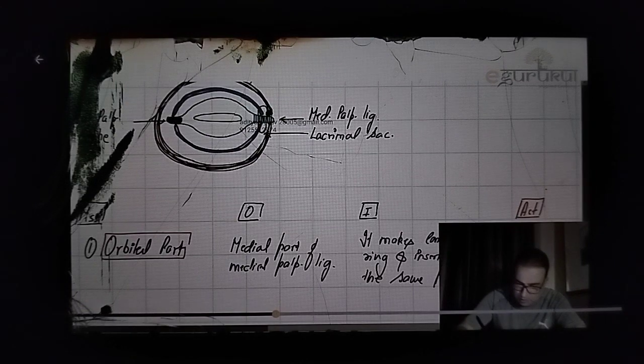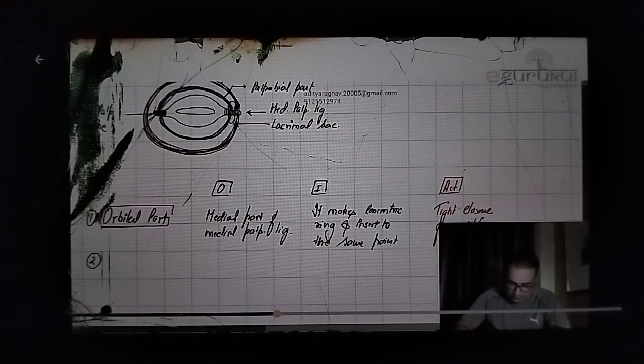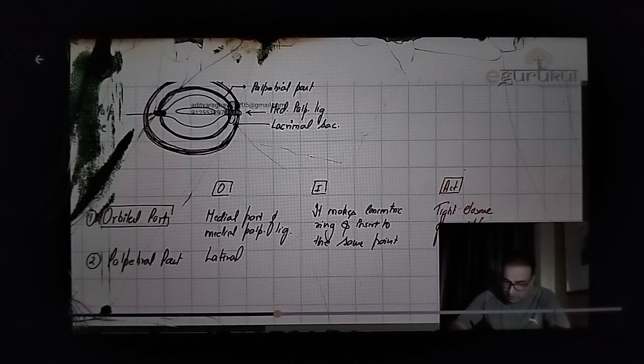So this was the orbital part, and now we are looking at the second one, that is called the palpebral part. If I write the attachment for you: the second part of this muscle, that is the palpebral. Origin this time from where? From the lateral portion of the medial palpebral ligament. Insertion.